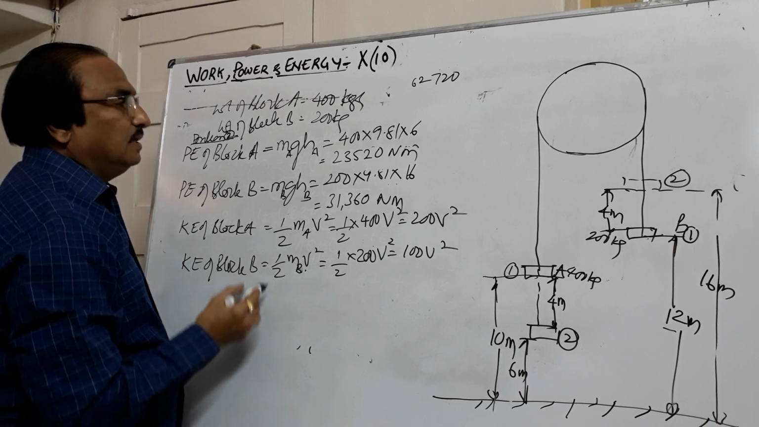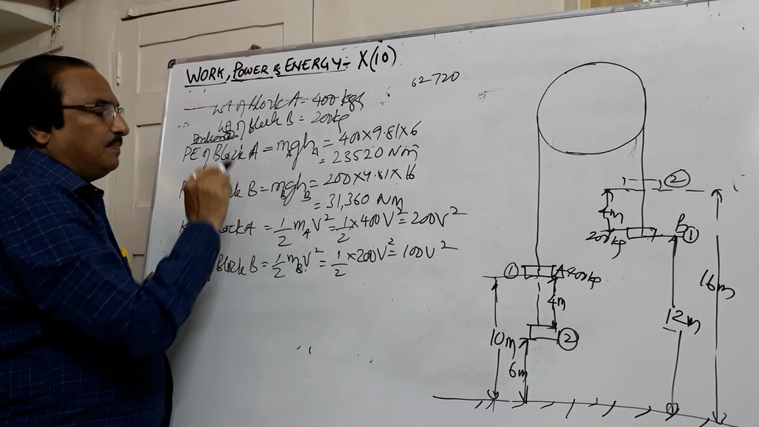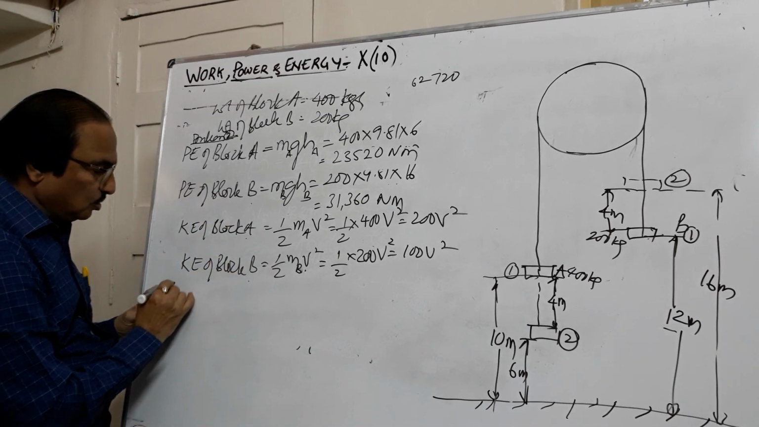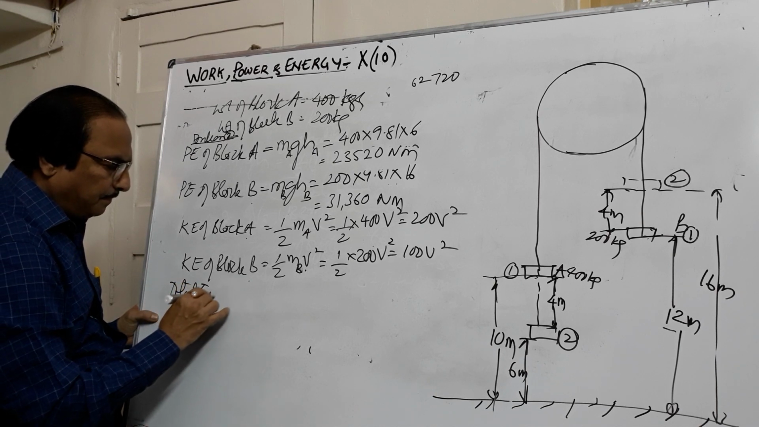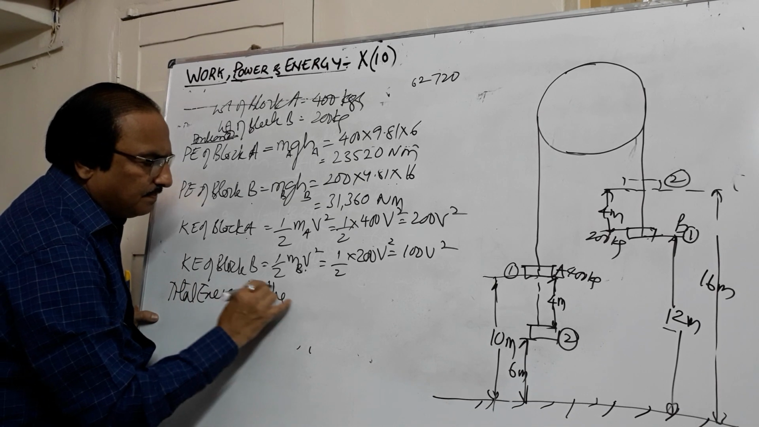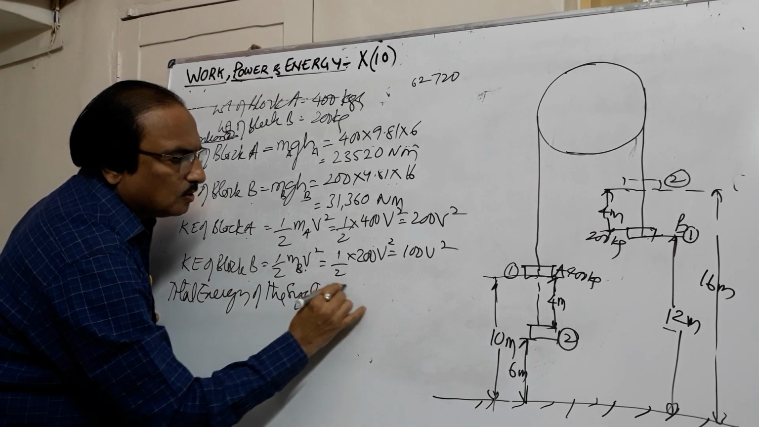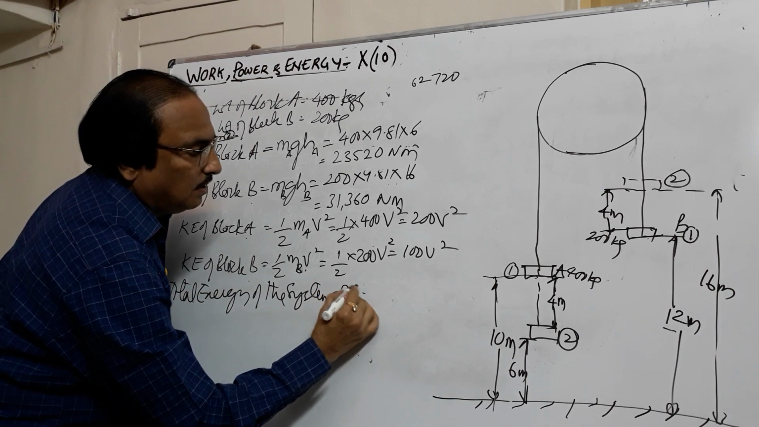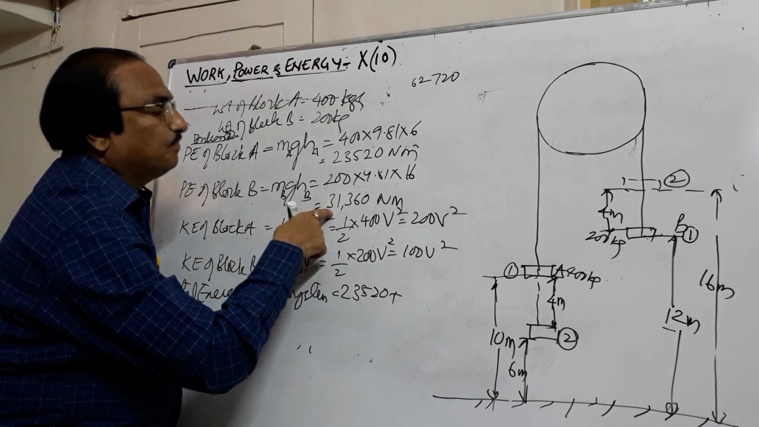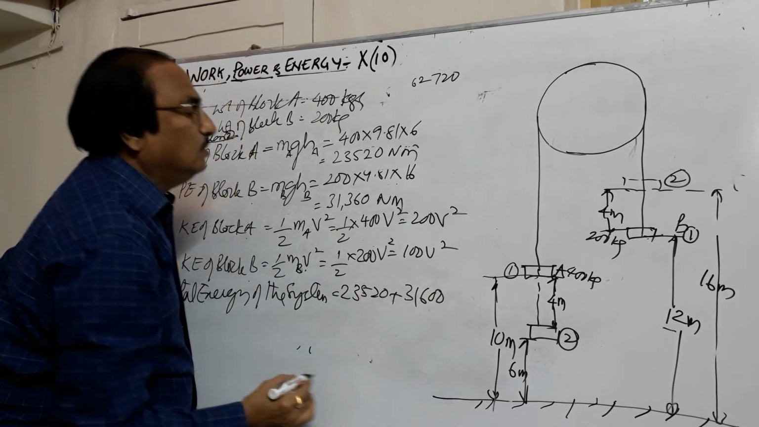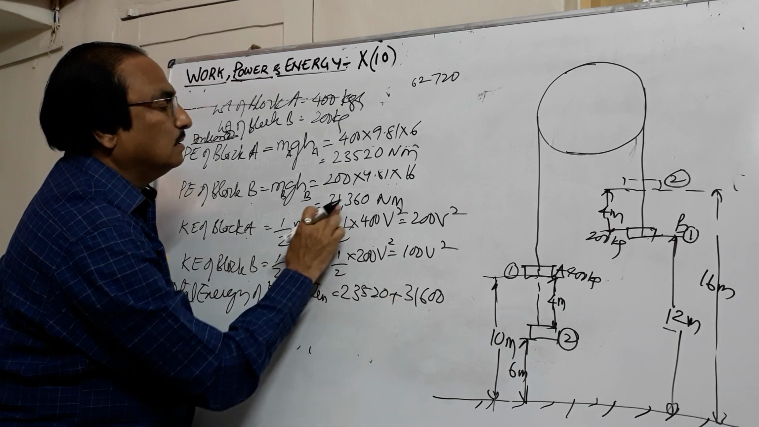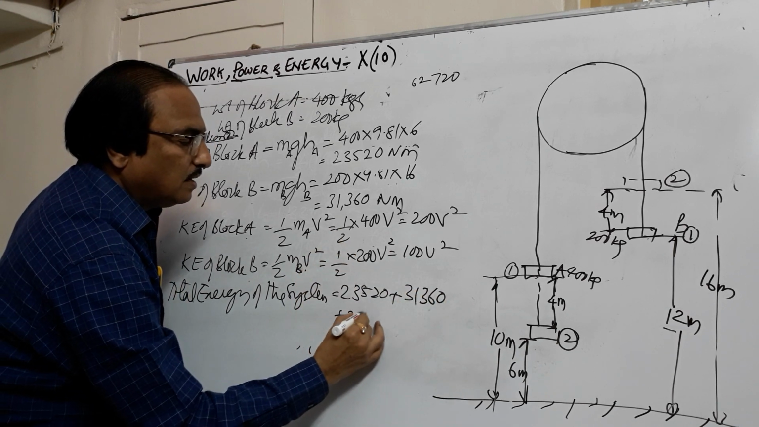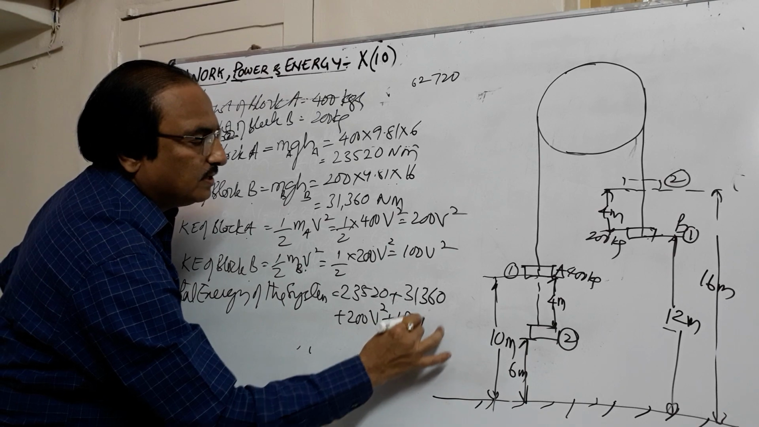Now at this position, the system will have the potential energy of A plus the potential energy of B plus the kinetic energy of A plus the kinetic energy of B. Let us find the total energy of the system, which will be equal to 23520 plus 31360 plus 200 v squared plus 100 v squared.